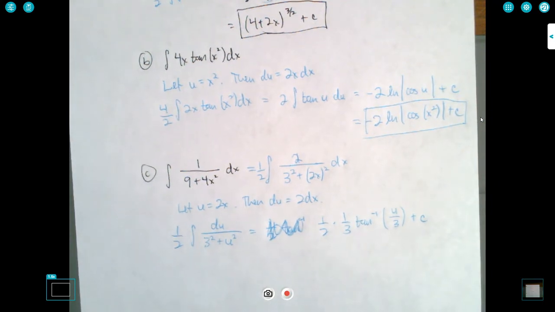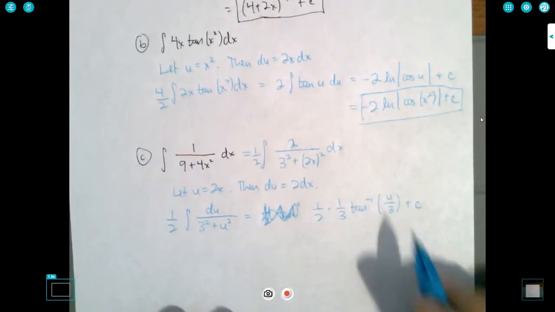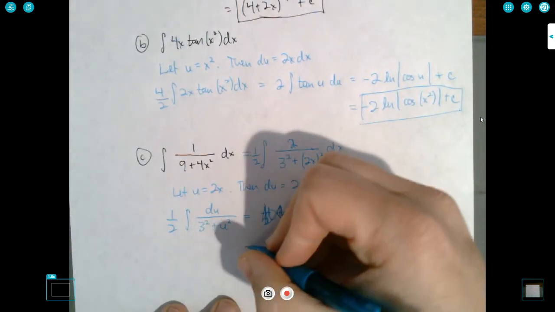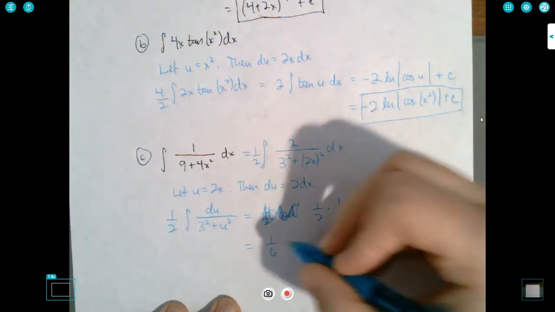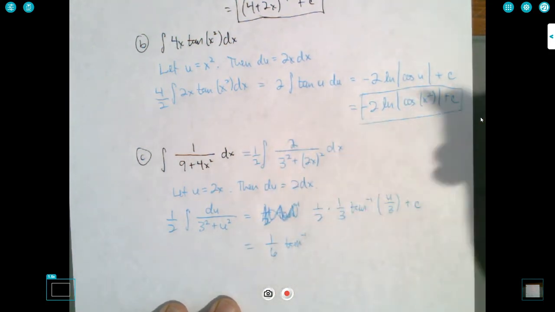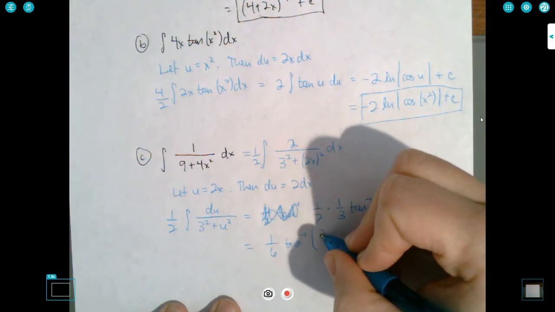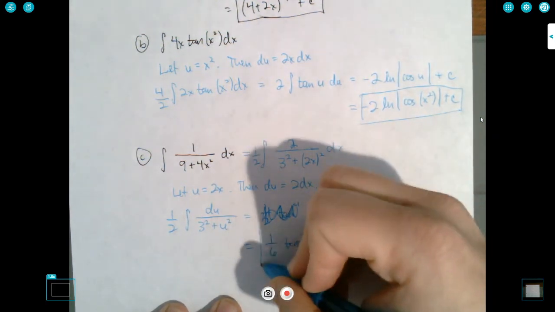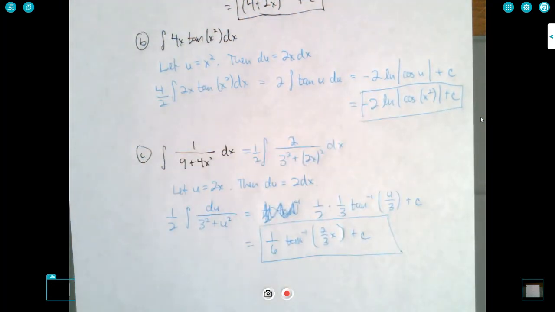So that's that idea there. And of course, we can replace the u with 2x now and go ahead and multiply that. So we get 1/6 tangent inverse of 2/3 x plus c. Or you could call it 2x over 3 or whatever, but that's that.